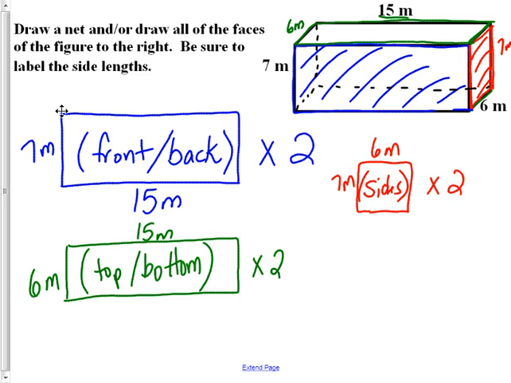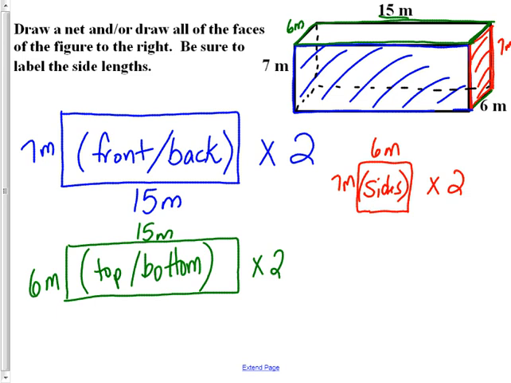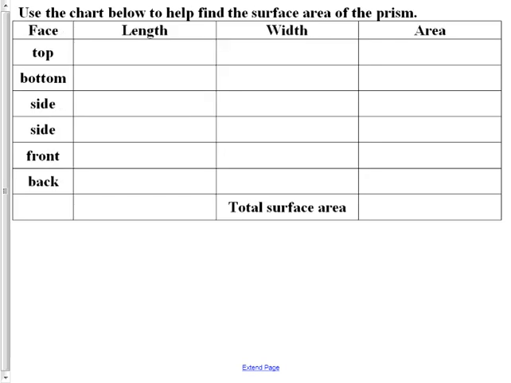You could also organize all this work into a chart. For example, I could say that the top and the bottom I know were both 6 meters by 15 meters. So I could look back and say 6 meters by 15 meters.